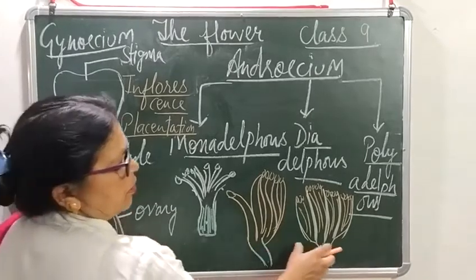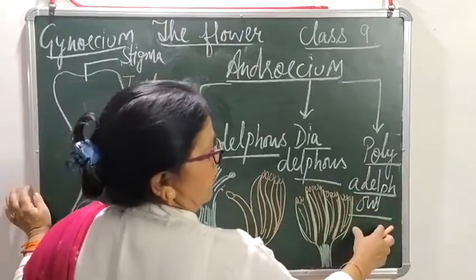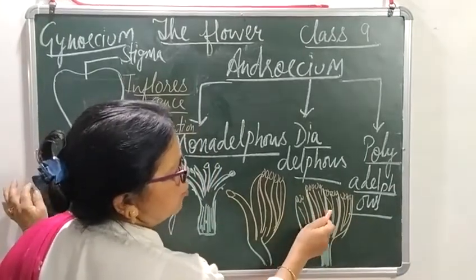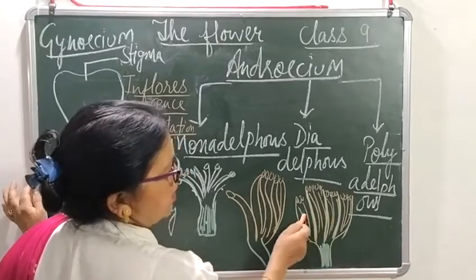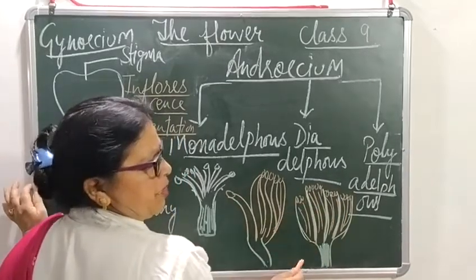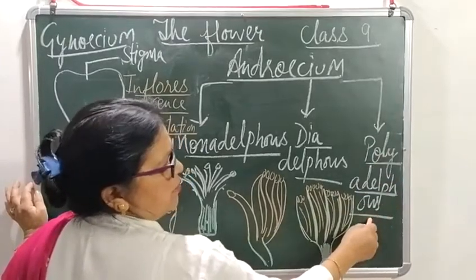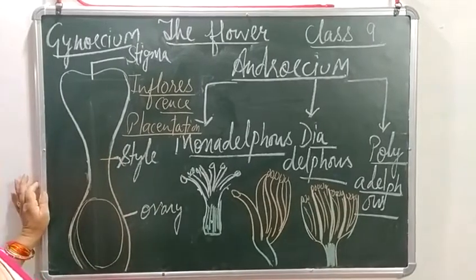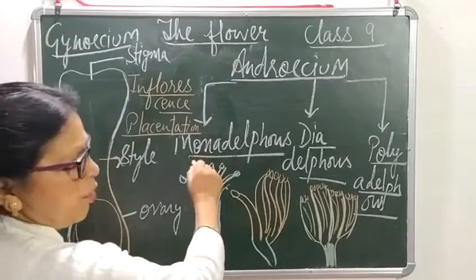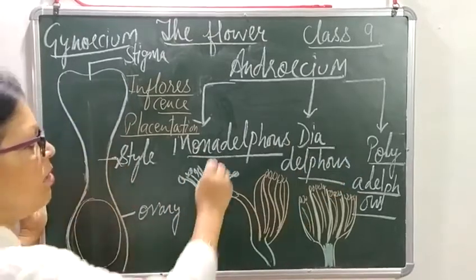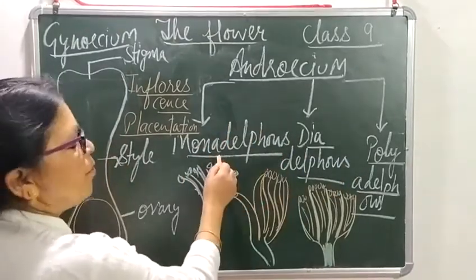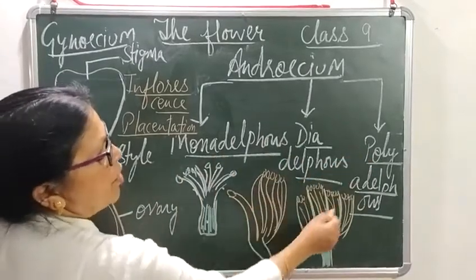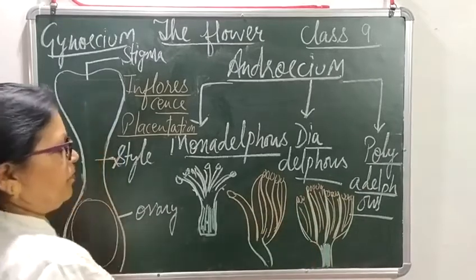Third is polydelphous. Polydelphous means there will be various groups. You can see here 1, 2, 3 and 4 groups are there and in each group there are many stamens. This condition is known as polydelphous. This condition is seen in citrus fruits. So, depending on how many groups of stamens are there, androecium may be of 3 types. Monadelphous, 1 group, diadelphous, 2 groups and polydelphous, many groups.